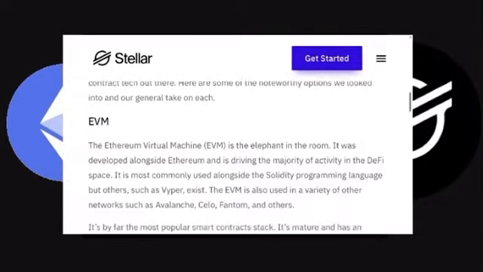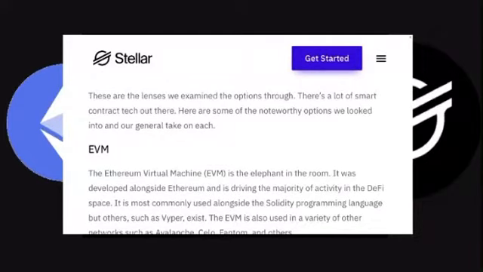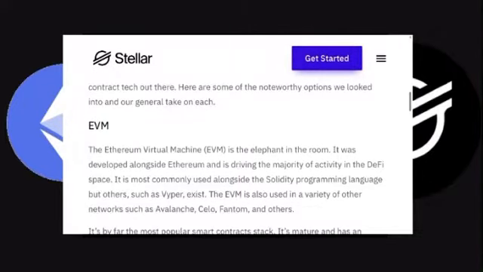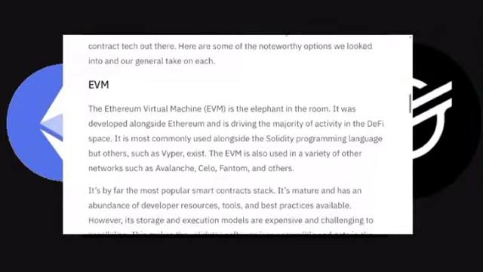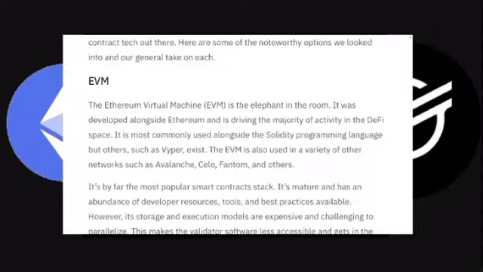With the use of that, Flare actually has the bridge from Flare to Stellar as well. So they've bridged with a number of different cryptos. But anyway, the Ethereum Virtual Machine, or EVM, is the elephant in the room. It was developed alongside Ethereum and is driving the majority of the activity in the DeFi space.